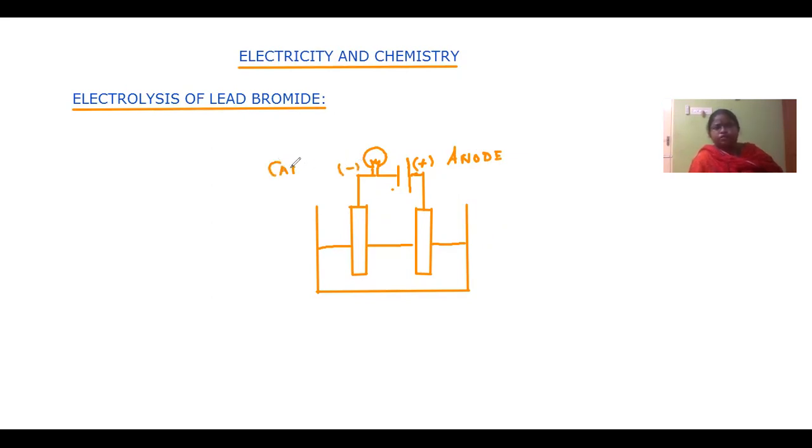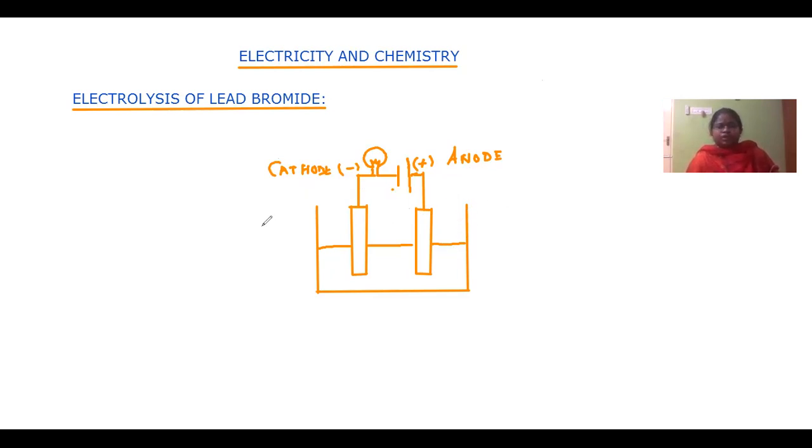Cathode and anode both are electrodes. Cathode is a negatively charged electrode. Anode is a positively charged electrode. Got it? So over here we know that cations move towards the cathode, anions move towards the anode.